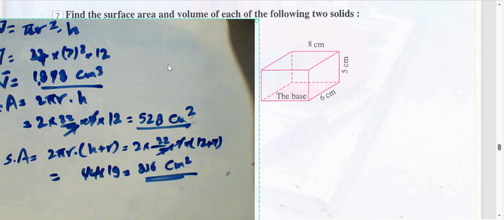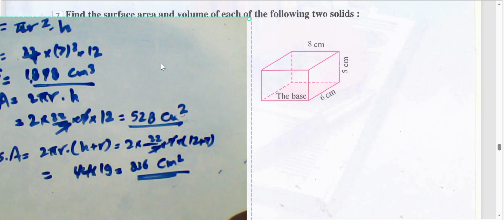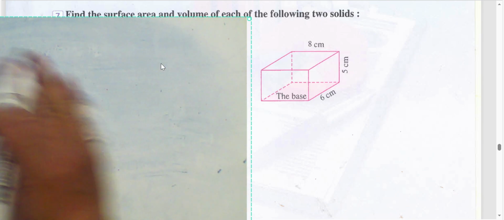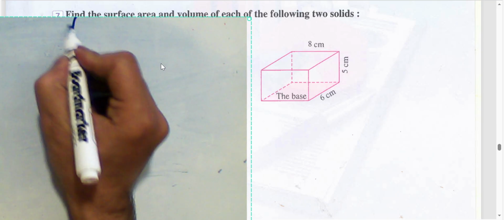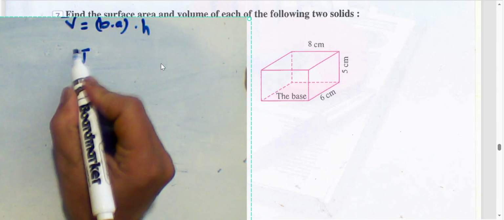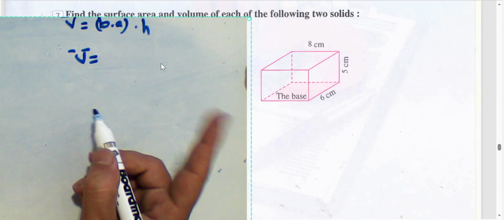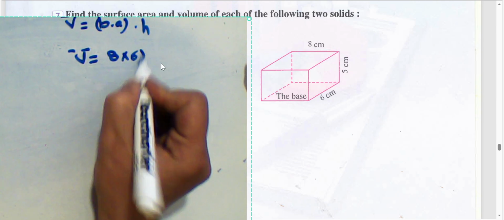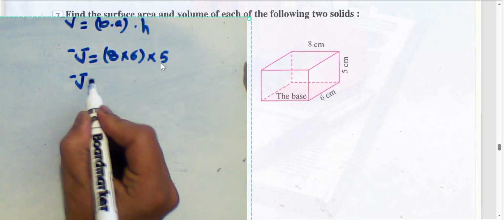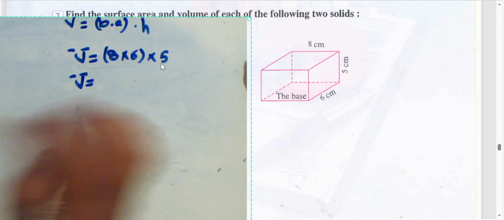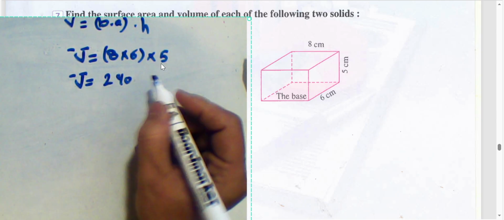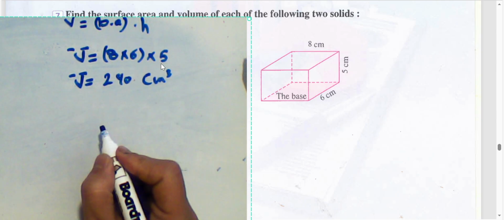Understood? Next question, I will solve this example also. We have two dimensions of the base, 8 and 6. We know the volume equals base area times the height. The base area here we can write 6 times 8 or 8 times 6, times the height which was 5. The volume equals 5 times 6 is 30, times 8 equals 240. The result will be volume 240 cubic centimeter.